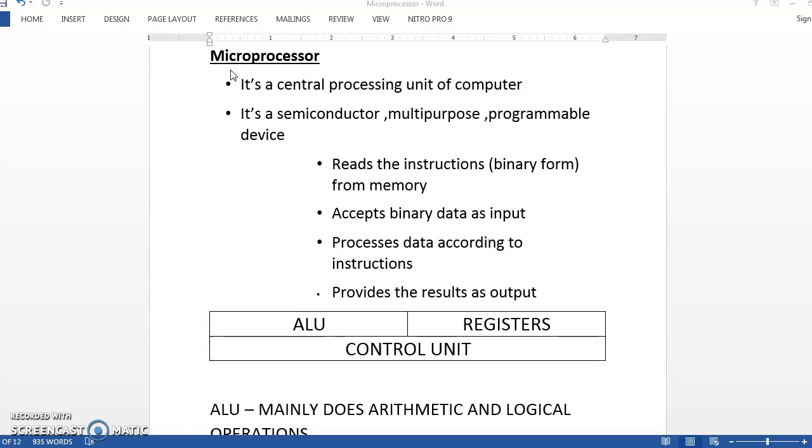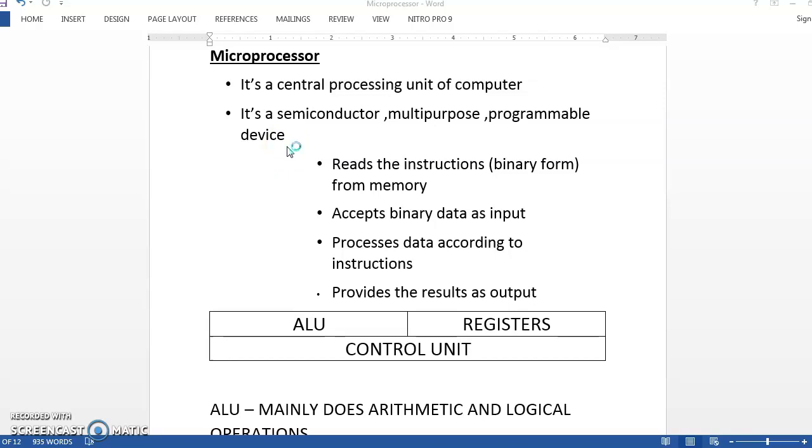Today we'll be discussing the microprocessor. Now, what do you mean by the microprocessor? Because in 12th standard you have the 8085 microprocessor and the programming of the microprocessor. So, what do you mean by the microprocessor? It is actually the central processing unit, what you say is the CPU of the computer. Basically, it is a semiconductor multi-purpose programmable device, so you can write programs and it can execute those programs.